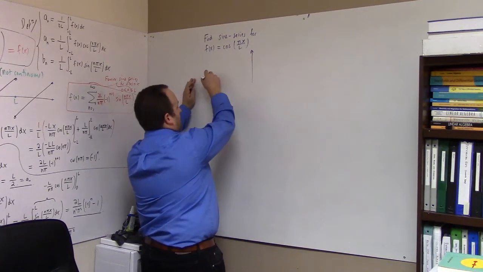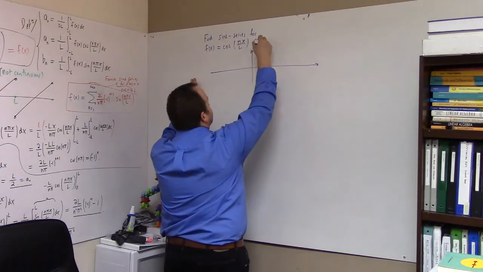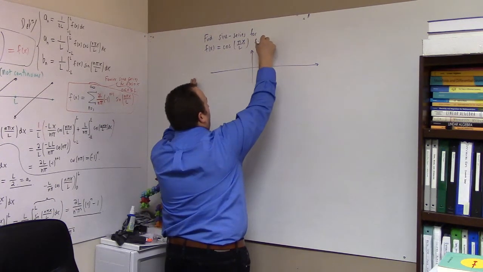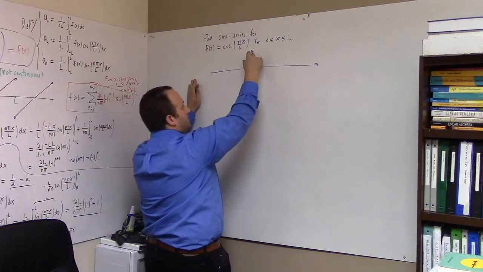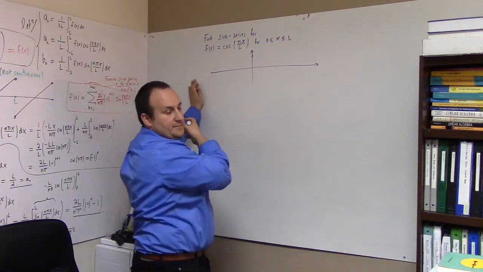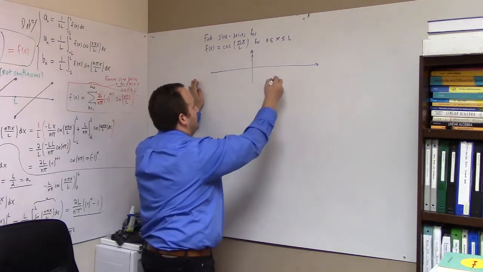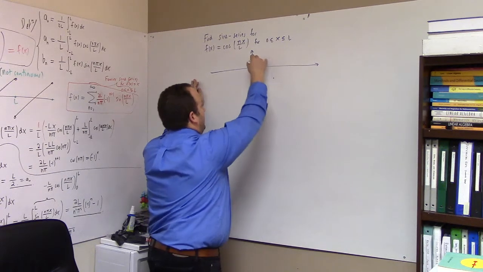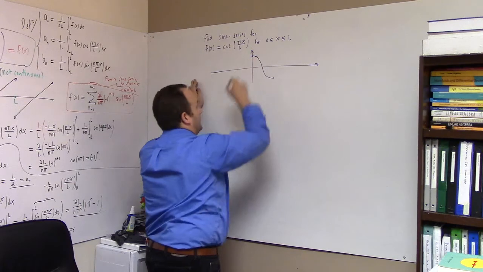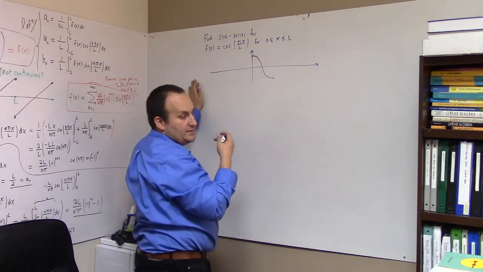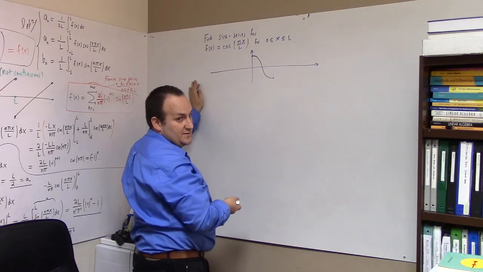Okay, so what does cosine look like from 0 to L? Starts at 1, right? And when you put L in there, what do you get? Cosine pi? That's -1, right? So basically we're looking at one of these deals. So the sine series is the odd extension of this.